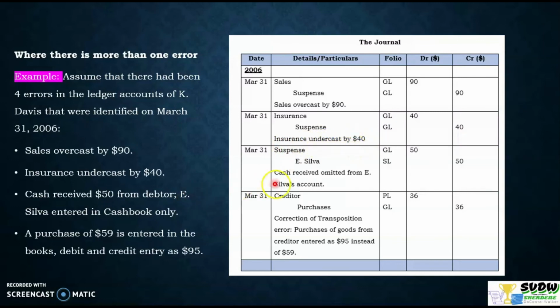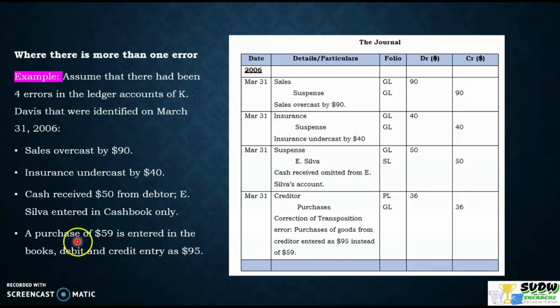The next one, cash received $50 from a debtor. Now we only put it in the cash book. We did not put it in Sylvia's account. So because we received from the debtor, it would be decreasing their account, which normally is credited to show the decrease. So we're going to credit Sylvia with the $50 and debit the suspense account. Cash received omitted from Sylvia's account.